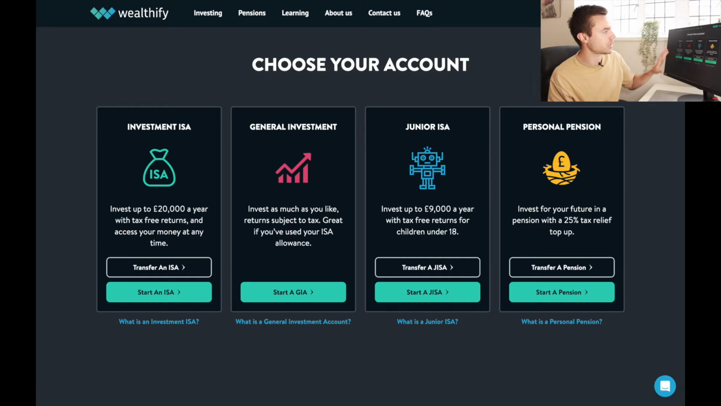They offer 4 types of account: an investment ISA, stocks and shares ISA, a general investment account, a junior ISA, and a personal pension. So these accounts will suit most people. Most people who want to invest will fall into one of these buckets.